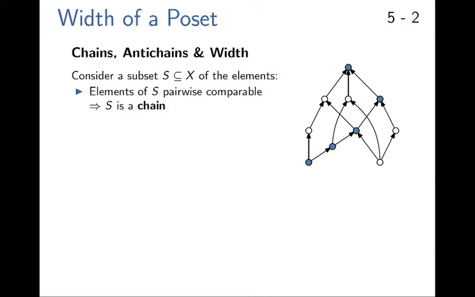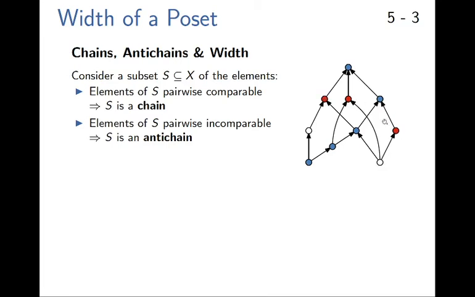Similarly, you can define the term anti-chain, and this is nothing else than that they are pairwise incomparable. So the red vertices here, I think you agree that if you consider them pairwise, there is no path between them.